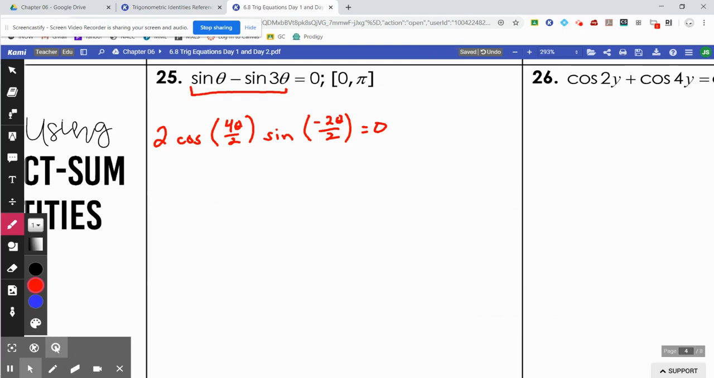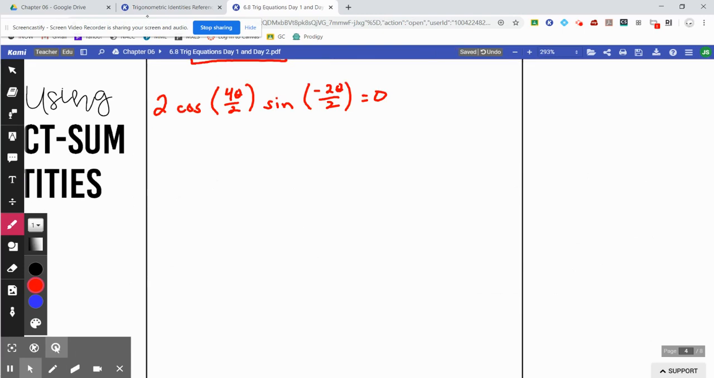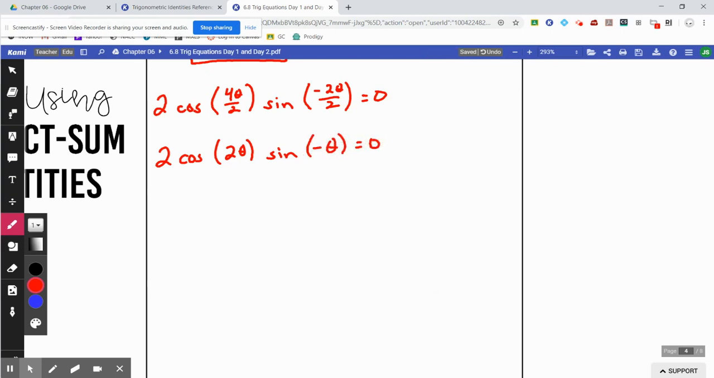So now I have that product that I was looking for. So I have 2 times the cosine. Let's clean it up a little bit. 4 theta over 2 would be 2 theta. Sine of negative 2 theta over 2, which would be negative theta, is equal to 0.